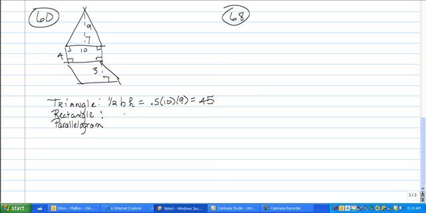Okay, our rectangle, the area is base times height. So we have 10, or length times width, I guess actually, 10 times 4, which would be 40. And the parallelogram is the base times the height. Notice the base is the 10. Both of those would be 10. So it's going to be 0.5 times 10 times 3, which would be, I believe, 15.